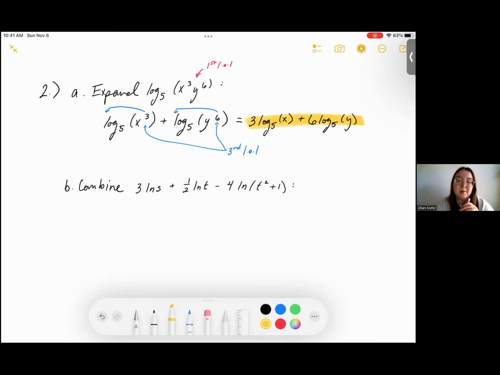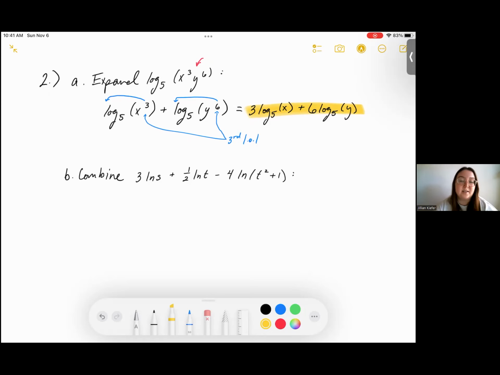So, all right, now we move on to part B. Part B, we're going to combine our terms here: 3 times the natural log of s plus 1/2 times the natural log of t minus 4 times the natural log of t squared plus 1. So we want to combine this, which means that our term that we're given here has addition, subtraction, coefficients. We want to bring all of this into one single logarithmic term. So we're going to take our coefficients, turn them into exponents. We're going to take our sums, turn them into multiplication. And we're going to take our subtraction here and turn it into division. We need to do all of these things.